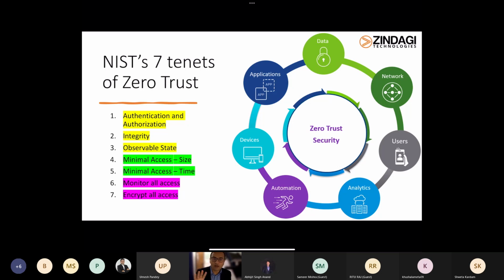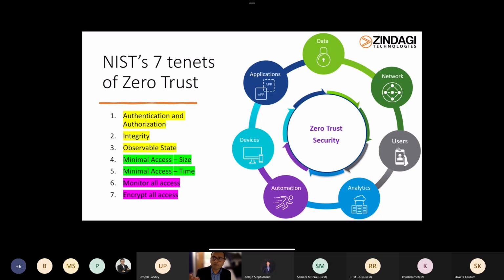So first 3, the ones which are colored in yellow, are basically means for granting access to you, right? That's the yellow highlight. The second 2 that you see there, which is minimal access in the form of time and minimal access in the form of size. That is basically trying to say that how much time, how much access should I give you, and for how long should I give you access for the resources that you're trying to access?